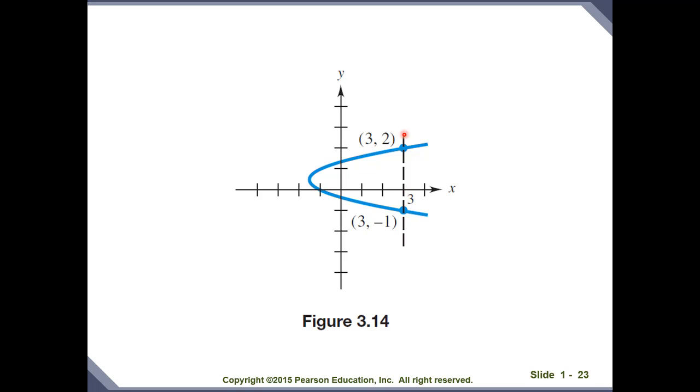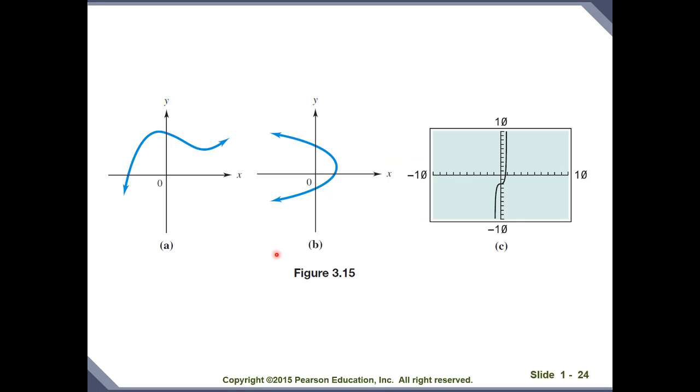So this dashed line is our vertical line. We see it intersects it here at (3, -1) and here at (3, 2). That's not the only place, right? It intersects it at 2 points everywhere except at the very vertex of the graph here at about (-1.5, 0.5) or so. So this is not a function. This is a relation.